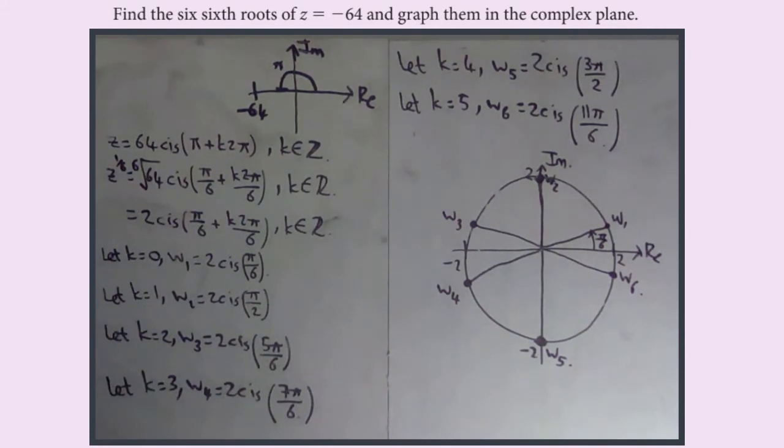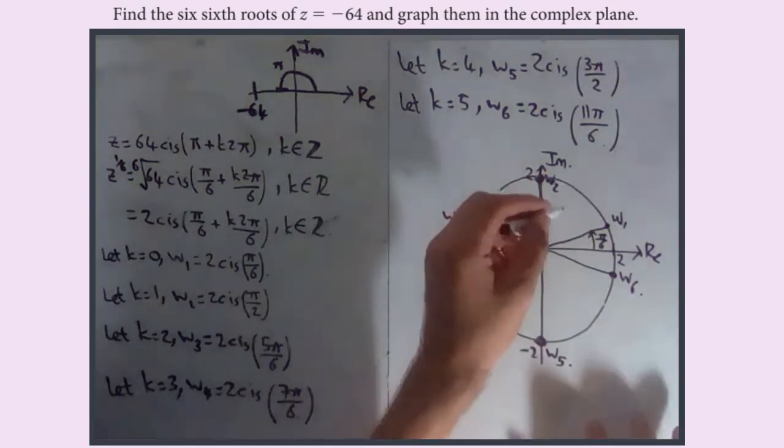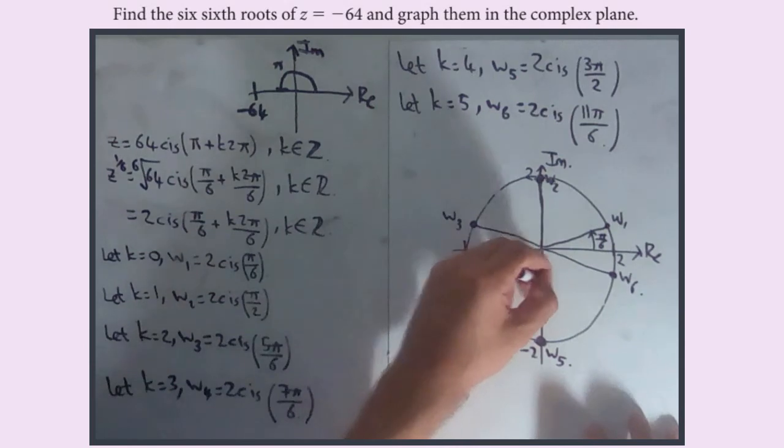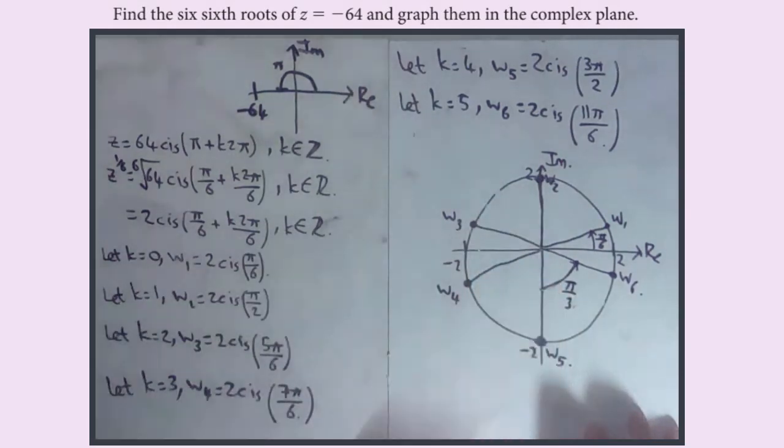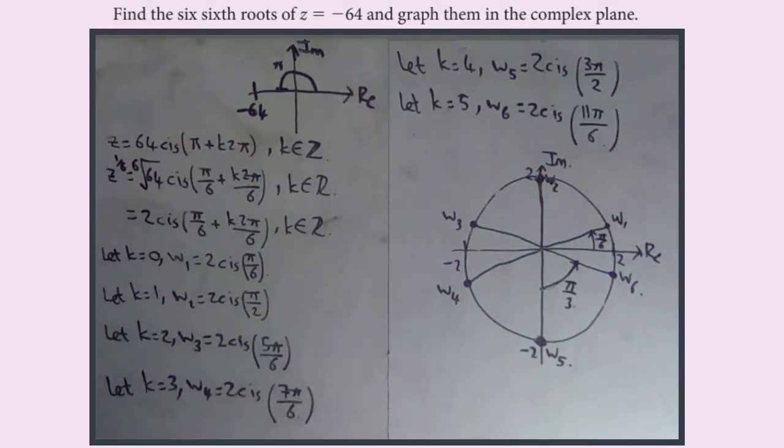So 360 divided by 6 is 60 degrees. So they should all be 60 degrees apart. You could also say, well, 2 pi divided by 6 is pi divided by 3. So they should be exactly between all of these roots. You should have 60 degrees or pi by 3 radians separating each root. Every time you do this, your roots will be nicely symmetrically spaced around an Argand diagram.